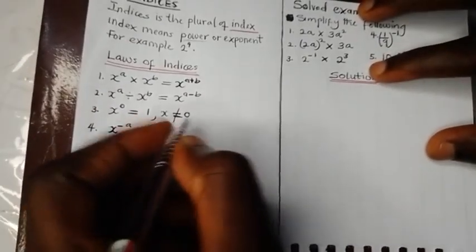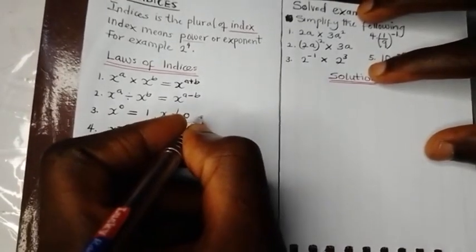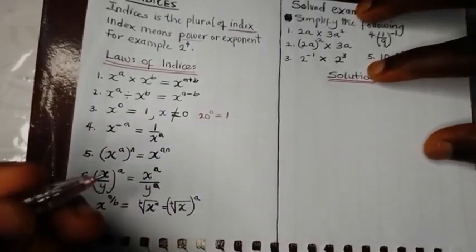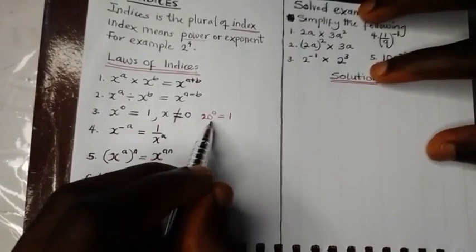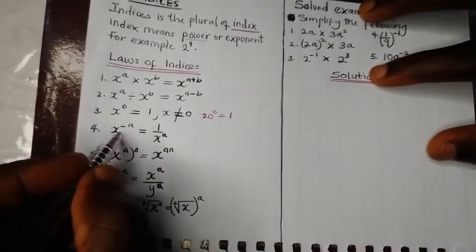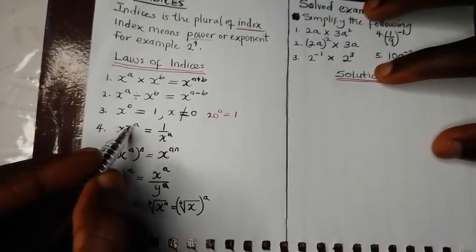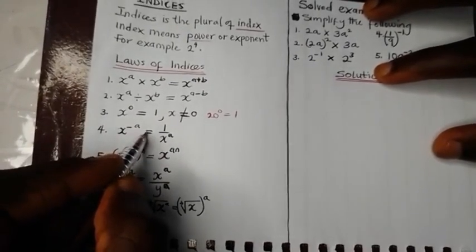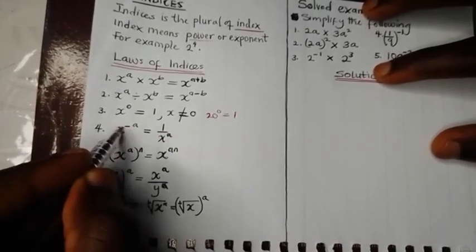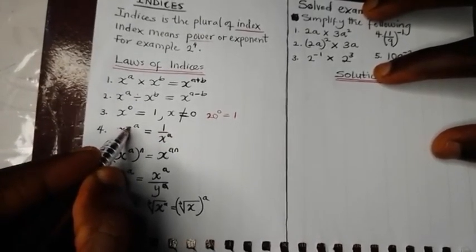For example, 20 raised to power 0 is 1. Basically anything raised to power 0, if that number is not 0 itself, the result is 1. Now law number 4: x raised to power minus a is simplified to give 1 over x raised to power a. It is inverted, and whenever it is inverted, it loses this negative power.